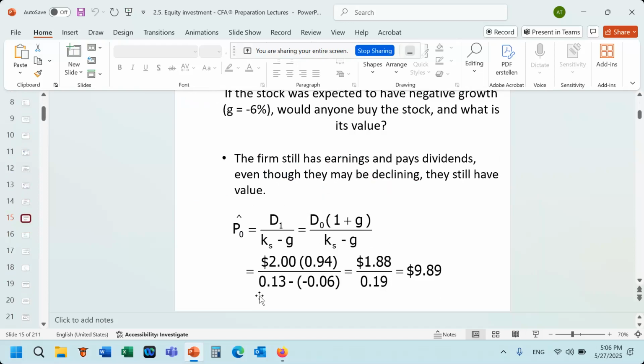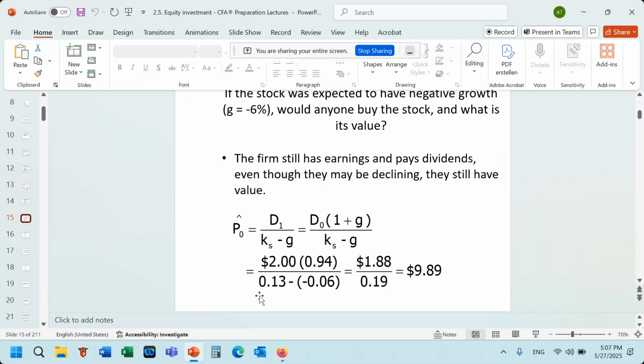We go to the next problem, and this one is interesting. Can the growth rate be negative? Yeah, this is for a firm that is imploding. It's at the last stage of its life cycle, and let's say our growth rate is minus 6%.